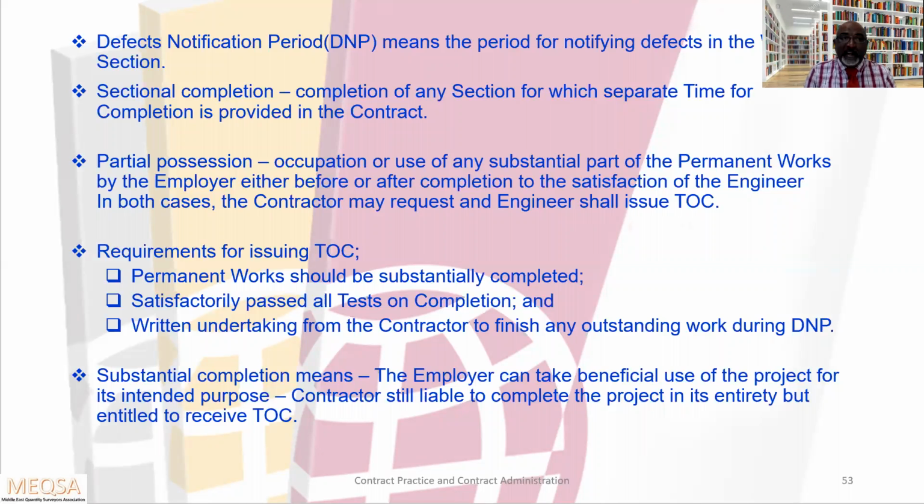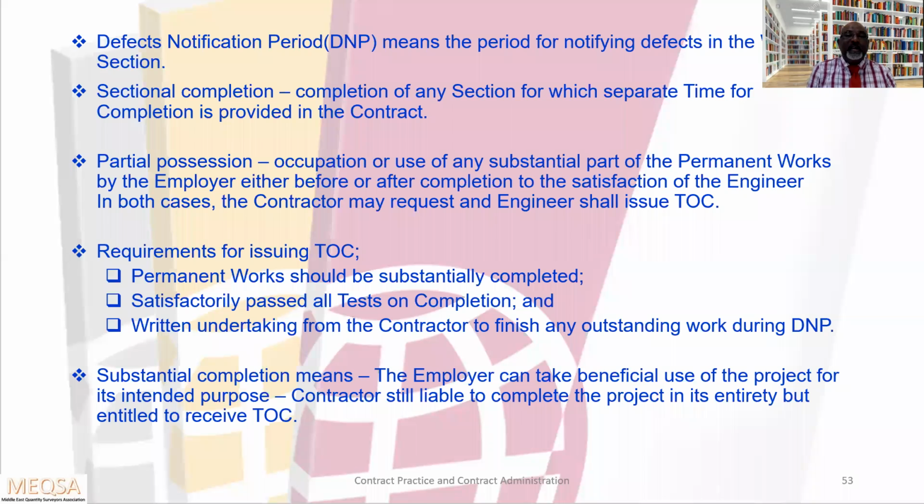So these are the section completion and they will specify it in the contract. So once you finish the 5 basement, you have to hand over by this date. Like that they will mention. So completion of any section for which separate time for completion is provided in the contract.